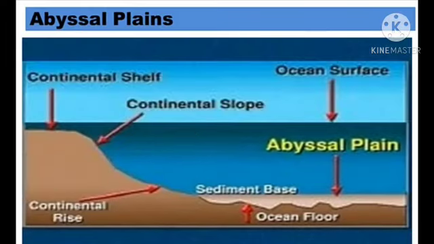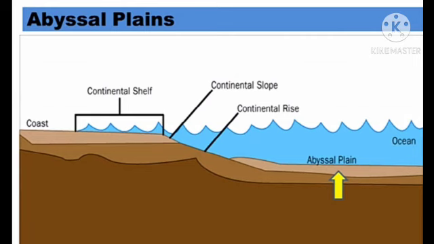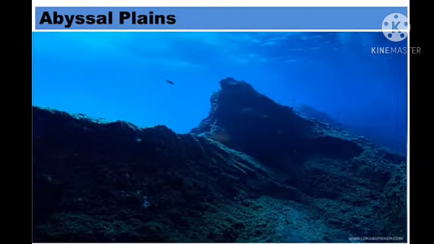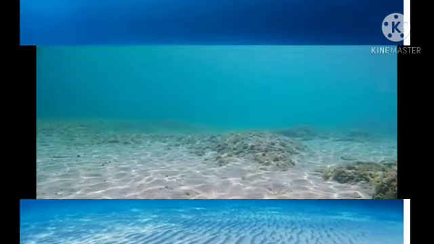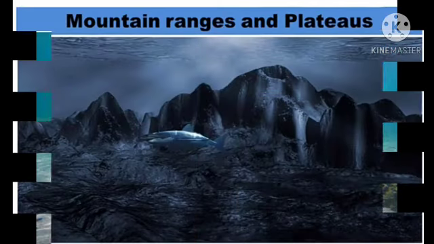So, our next point is abyssal plains. What is this? Okay, let me tell. Beyond the continental slope lie the abyssal plains, which are the flat part of the seabed. The abyssal plains consist of various submerged landforms like hills, plateaus, etc.